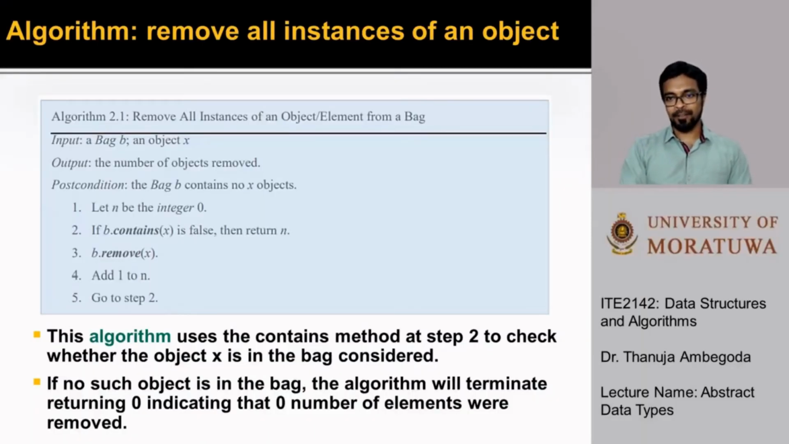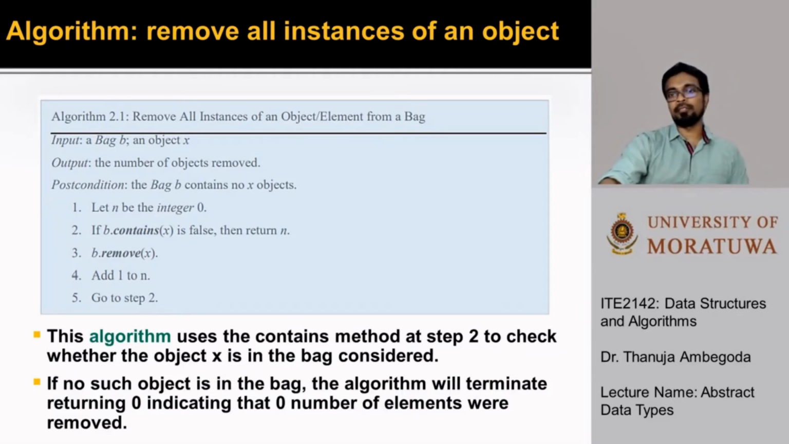Okay, I hope you have written down some pseudocode at least to do this task of removing all the instances of a given object contained in a bag. So this is the pseudocode that we are going to discuss now. Algorithm 2.1: the task is to remove all instances of an object or element from a bag.